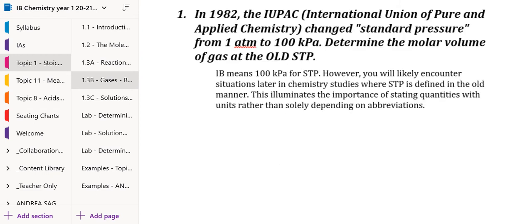The first one, if you'll look at this, in 1982, the IUPAC, the International Union of Pure and Applied Chemistry, changed standard pressure from 1 atmosphere to 100 kilopascals. Now, those two quantities are close together, but 1 atmosphere is equal to 101.3 kilopascals. So standard pressure used to be 101.3 kilopascals, and they changed it to 100 kilopascals. So what I want you guys to do is to determine the molar volume of a gas at the old STP.